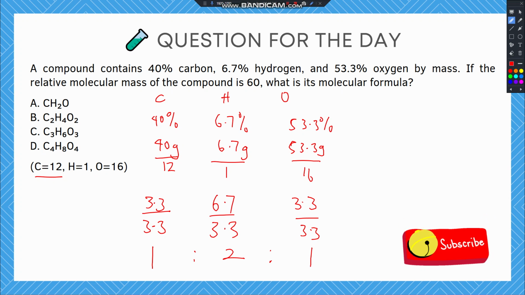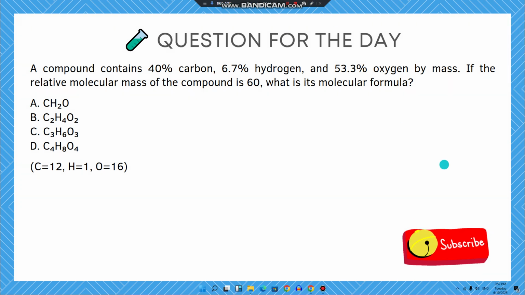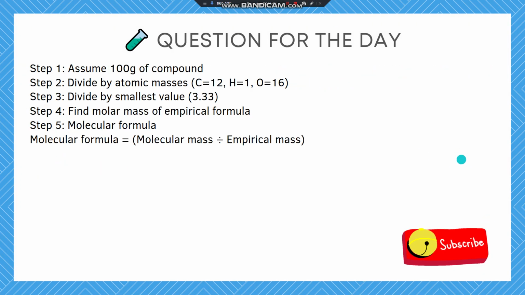So all these numbers, we can assign them to the individual elements. So we have C1, H2, and O1. So the empirical formula of this compound is CH2O. Now that we have the empirical formula, the next thing to do is to obtain the molecular formula.